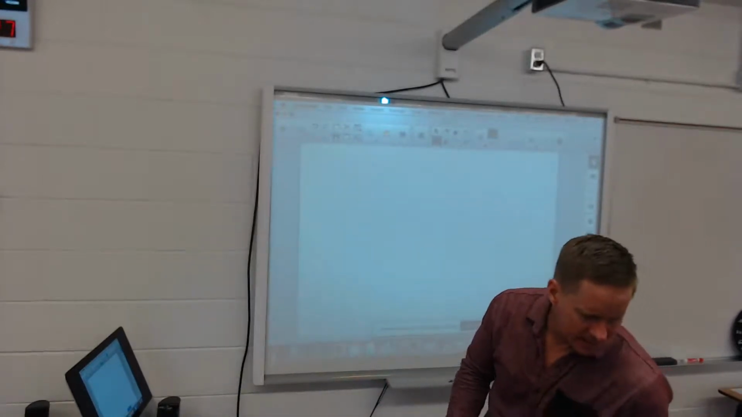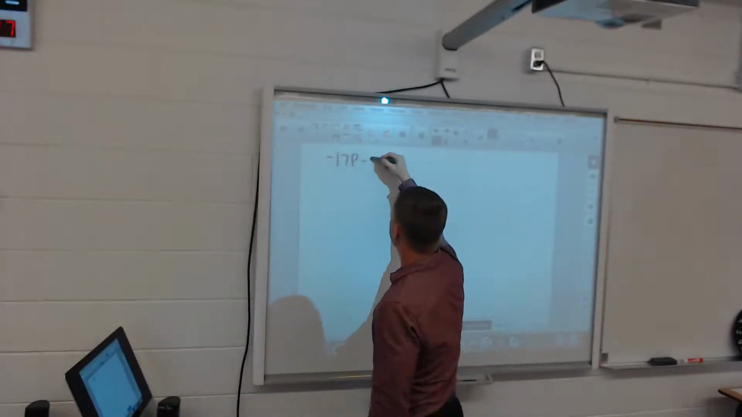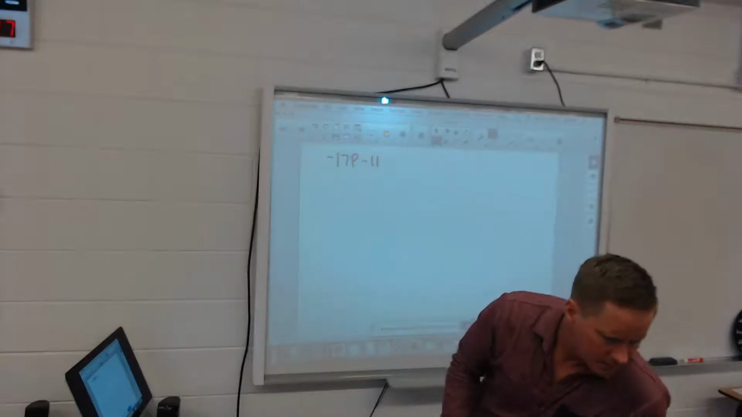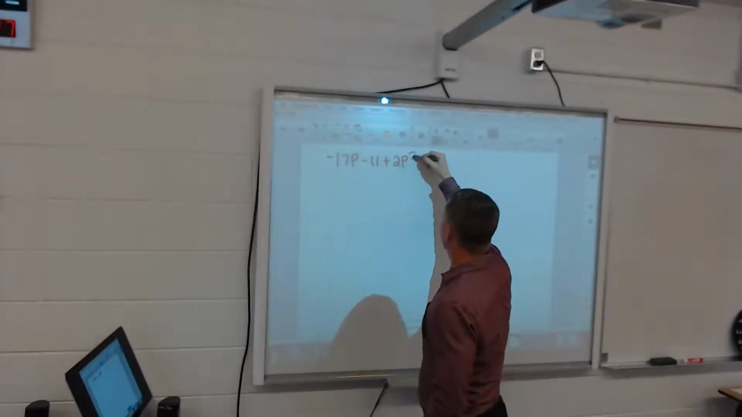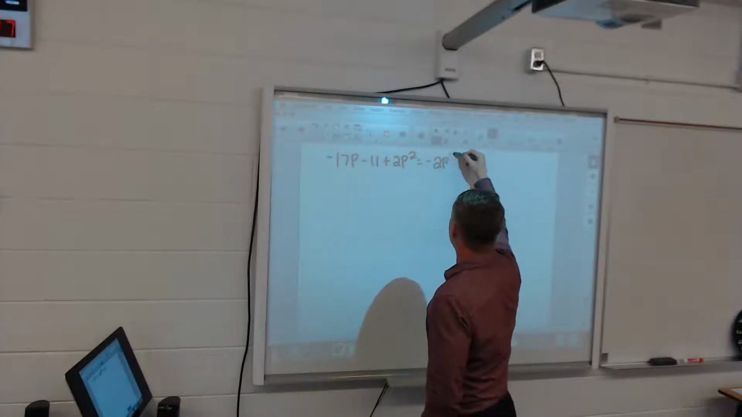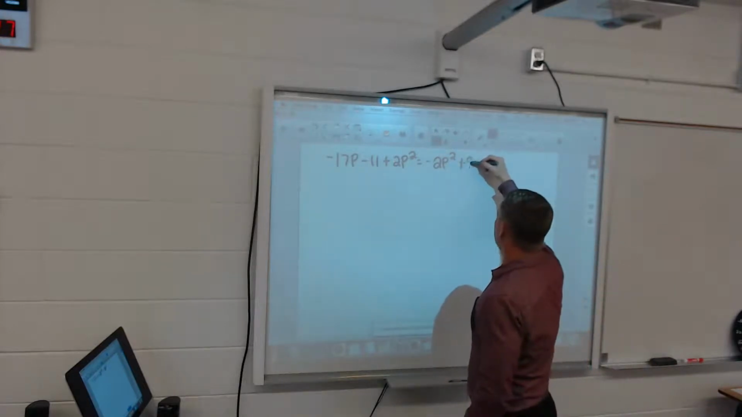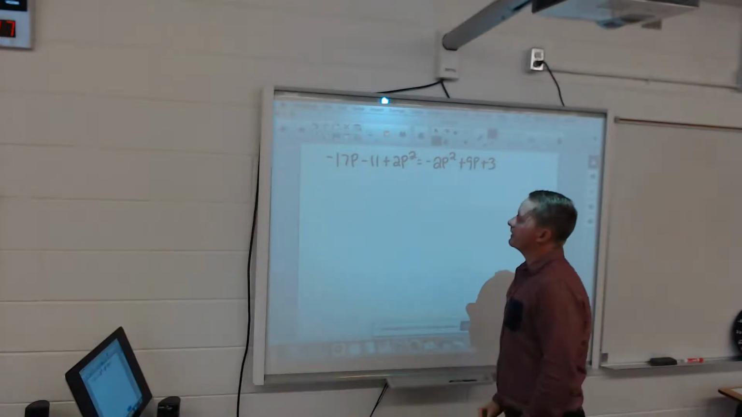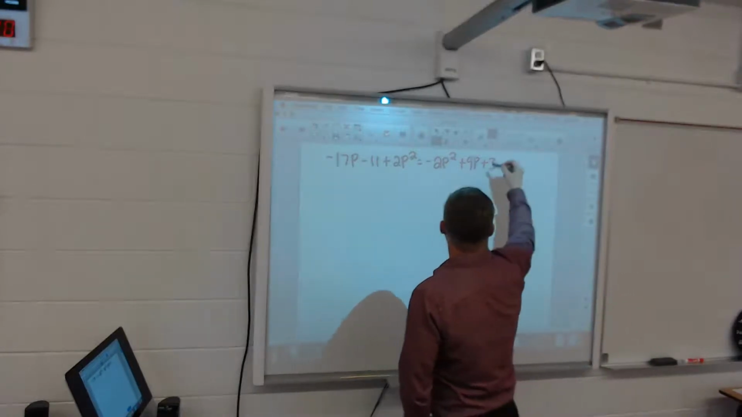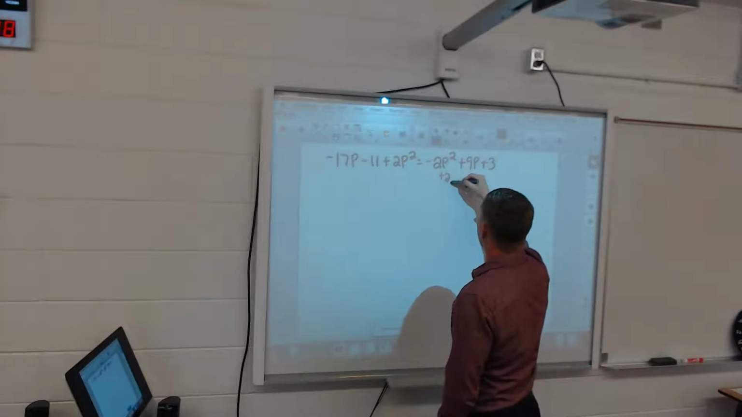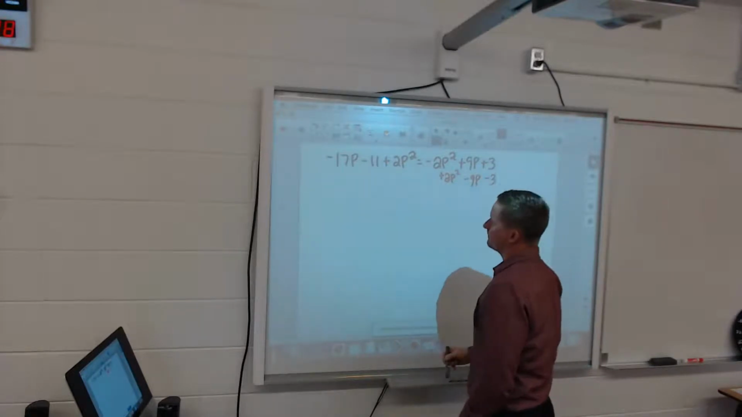So I have minus 17p minus 11 plus 2p squared equals minus 2p squared plus 9p plus 3. Okay, so the first thing that I need to do, I need to get it equal to 0. So I'm going to add 2p squared to both sides. I'm going to subtract 9p, and I'm going to subtract 3.